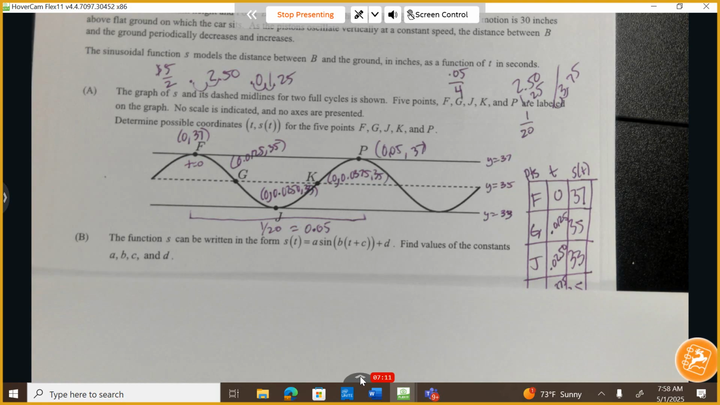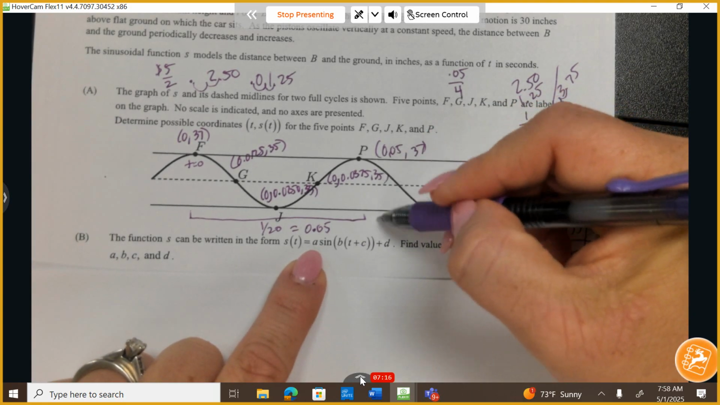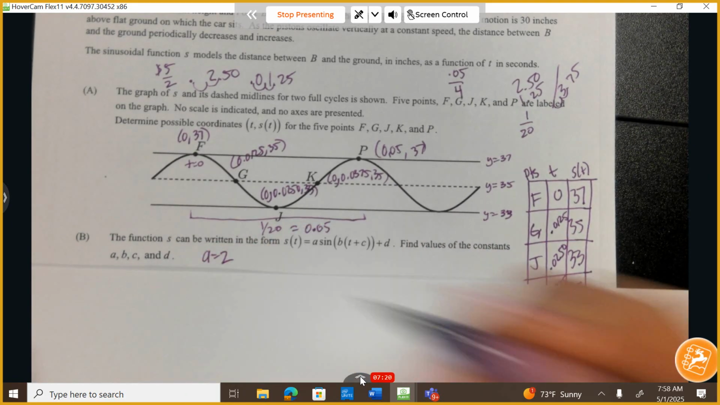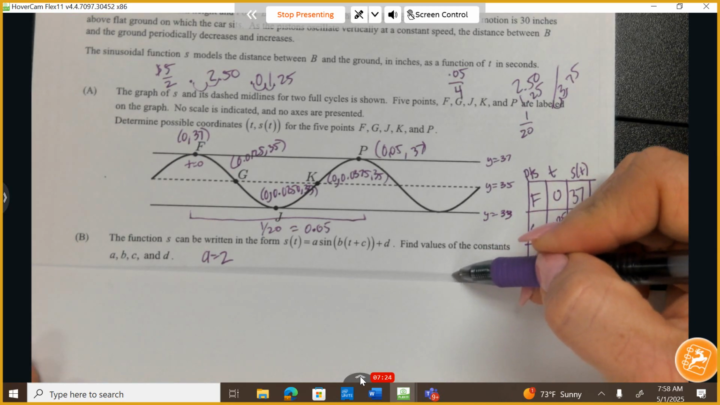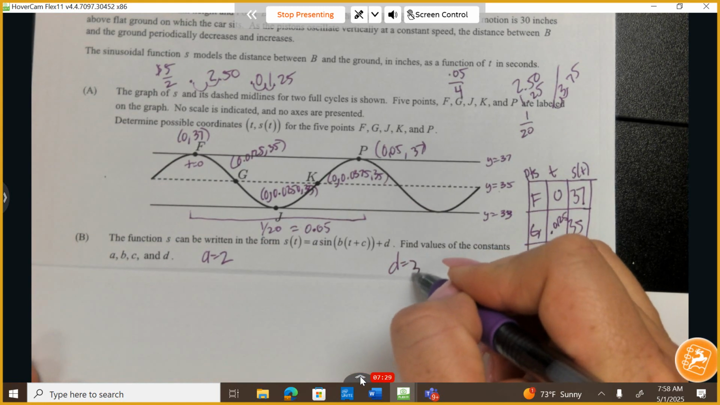So part B here I'm looking at. A is going to be my amplitude. That means how far above or below from the center line. We can see that's 2. So I'm going to have A equals 2. It seems like the easier one to do. We have a shift up from the ground all the way to the midline, which is 35. So that means my D equals 35.